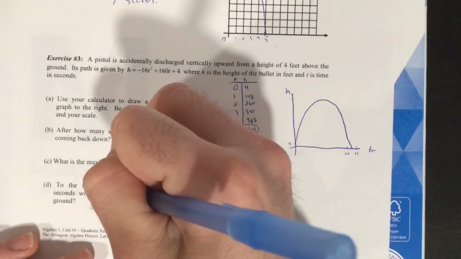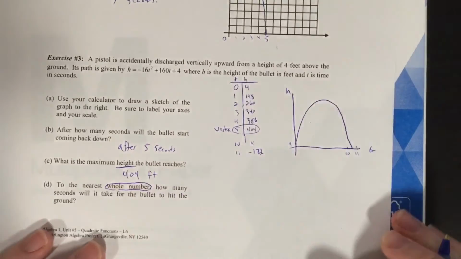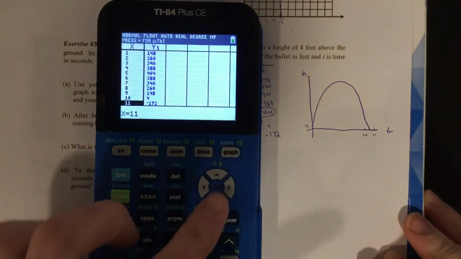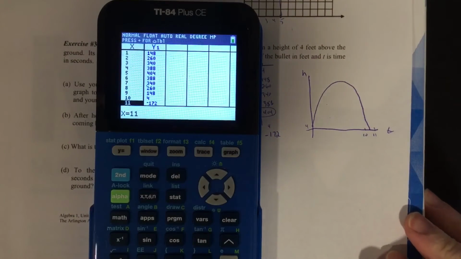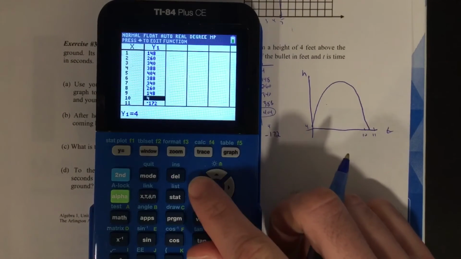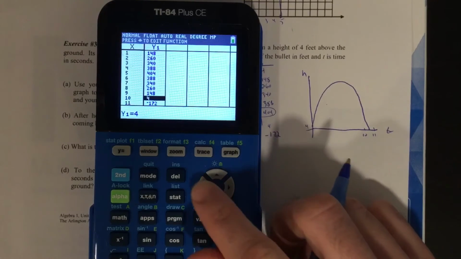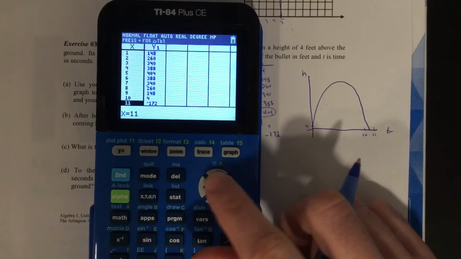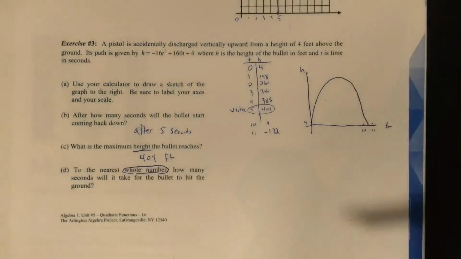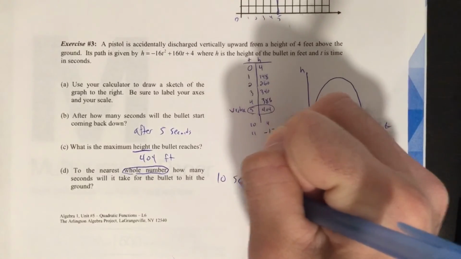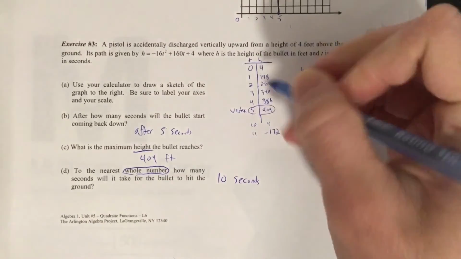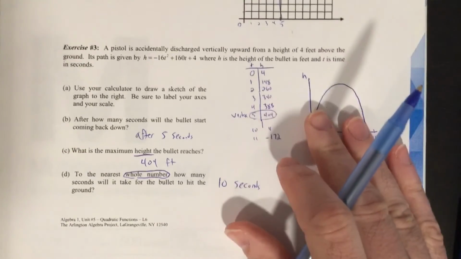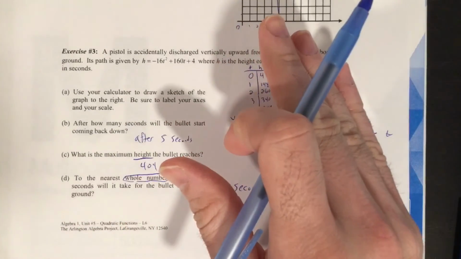And to the nearest whole number, so rounding here, how many seconds will it take the bullet to hit the ground? Okay, so we do have to look at our table here. At 10 seconds and 11 seconds, which one is closer to 0? So at 10 it's at 4, at 11 it's negative 172. So if I were to be rounding here, 172 is further away from 0 than 4 is. So if I did have to round, I would say 10 seconds. And that kind of makes sense because at 5 seconds it was at its vertex. So if it started relatively close to 0, it takes half the time to go up, half the time to go down.